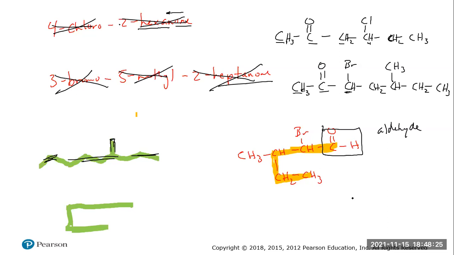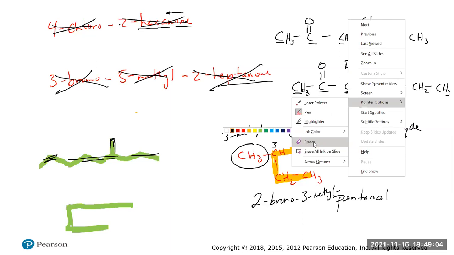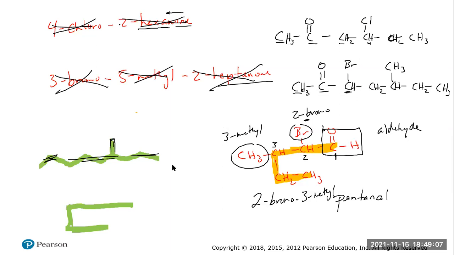5 carbons with the aldehyde group at the end is going to be our pentanal, -al at the end. This has to be carbon 1 because that's where the carbon-oxygen double bond is located. That means that's carbon 2, where we have a bromo group. Carbon 3, we have a methyl group. And again, alphabetically, we're going with B before M. That gives us 2-bromo-3-methylpentanal, -al at the end of it. Any questions on any of those?